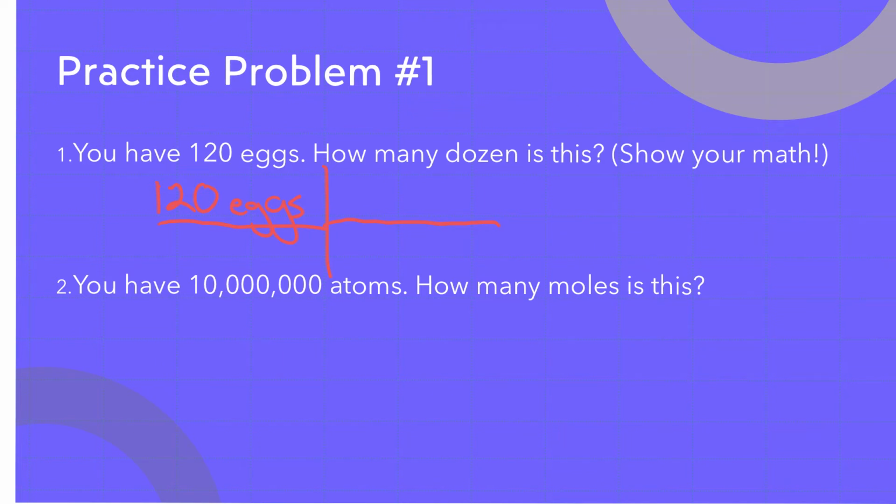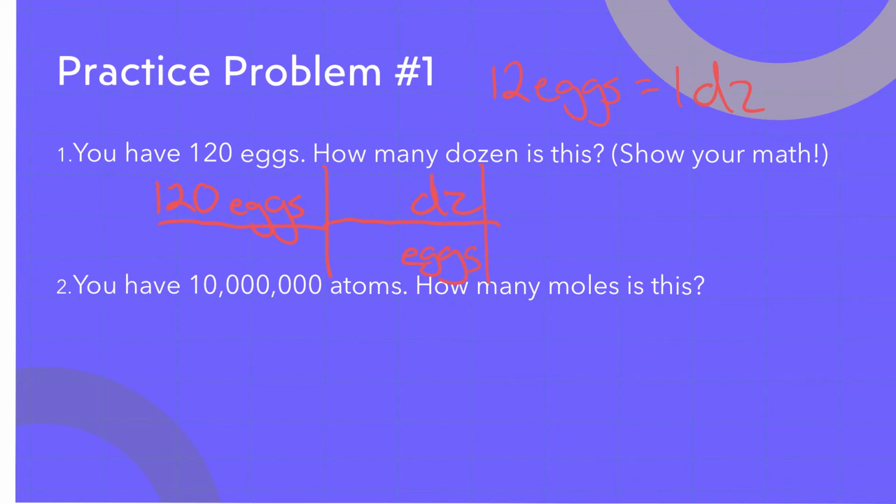And then essentially every column, every 2 boxes, is what we call an equivalence factor. It's 2 things that are equal to each other. So we know that 12 eggs equals 1 dozen. And so I want to convert from eggs into dozen. So you put the unit that you want to convert to up top, and you put the unit that you want to get rid of on the bottom.